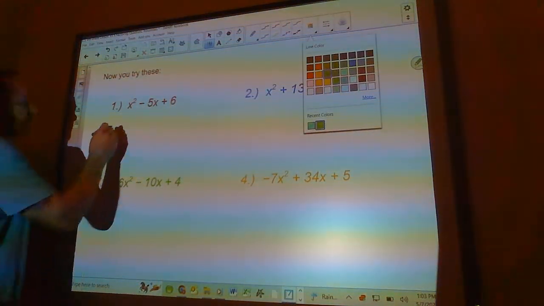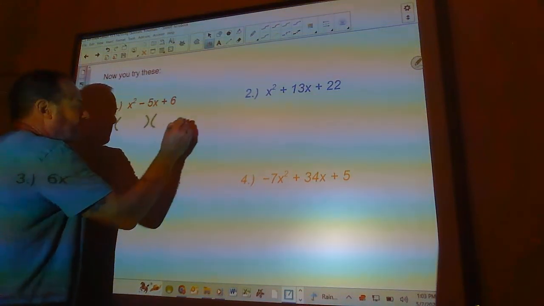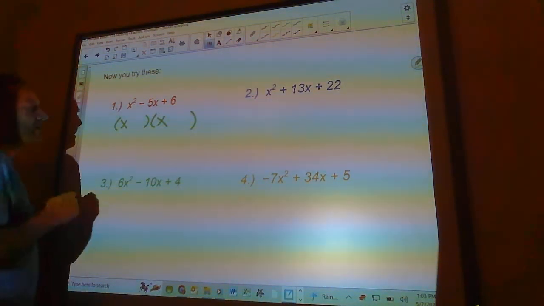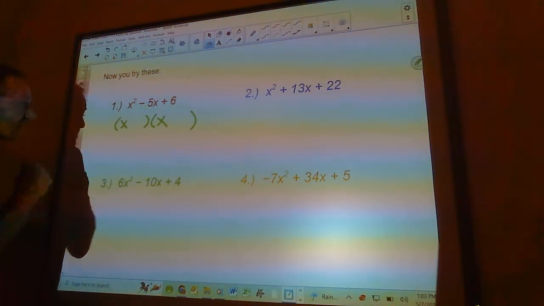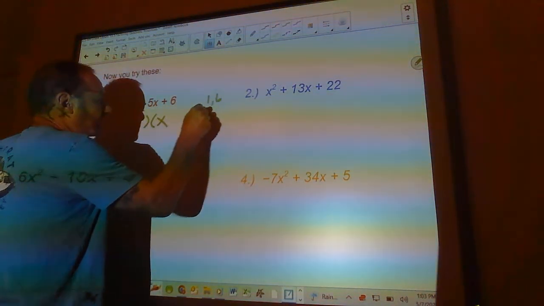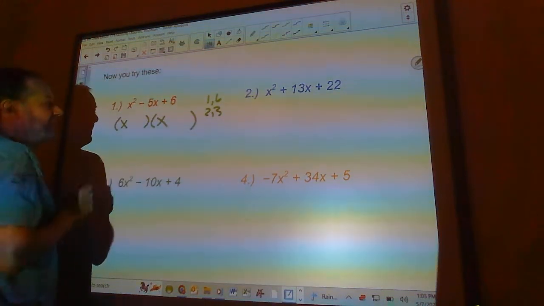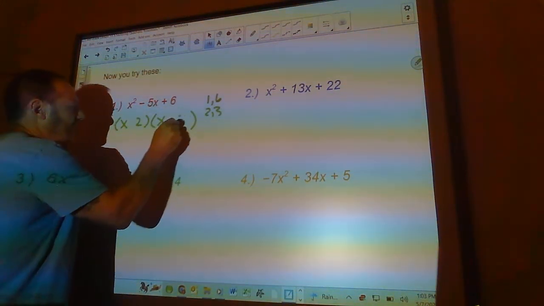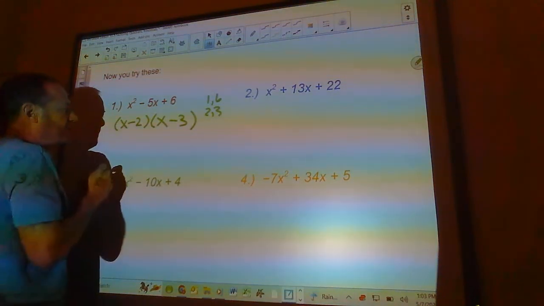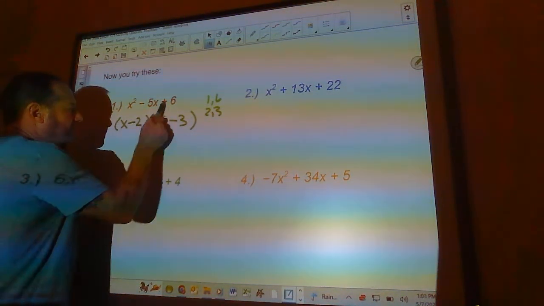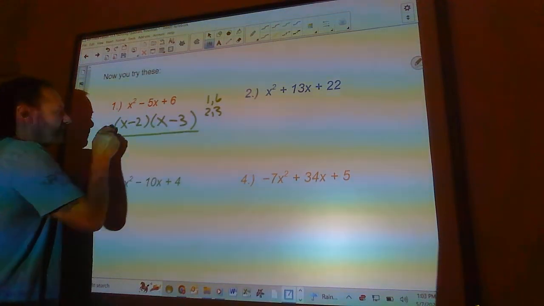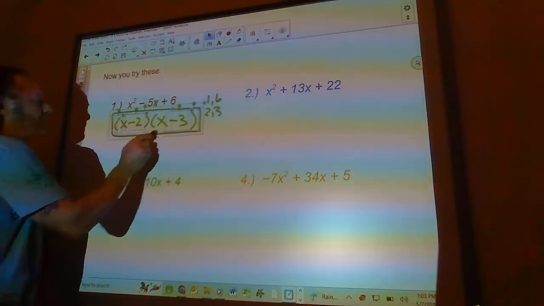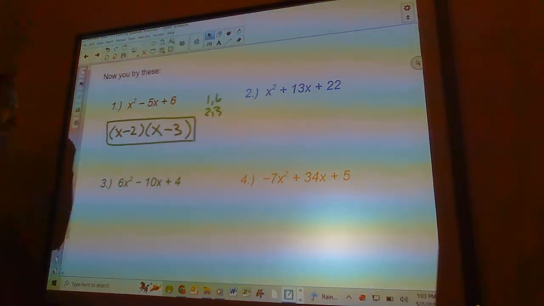Okay, so let's try this first one. Factors of x squared are x and x. I've got factors of 6: 1 and 6, 2 and 3. I need to make negative 5. I'm going to go with 2 and 3 here, and I'm going to make them both negative. And then I check: negative times negative is a positive 6. Hey, there it is. I got it on the first try. Hopefully you got that right away.